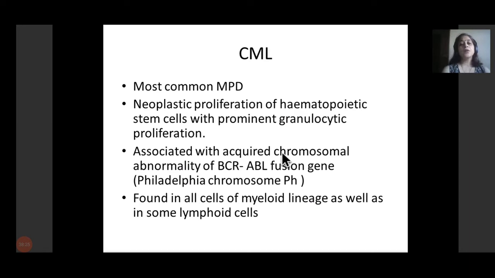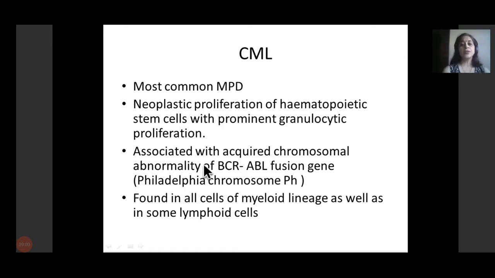CML is the most common myeloproliferative disorder. It's a neoplastic proliferation of hematopoietic stem cells with prominent granulocytic proliferation, which is the most important component of this. So in a patient of CML, you will have a bimodal cell population and a myeloid bulge, with granulocytic myeloid precursors of the series, with late, intermediate, and early precursors, along with various proportions of blast cells.